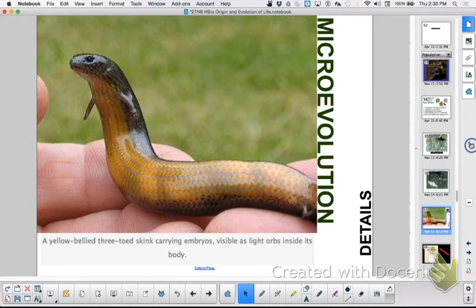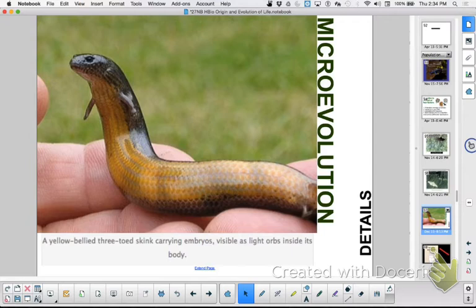Yes? What was the other name that you mentioned? It started with an F. Like a person's name, like their last name or something. I don't know. Okay, so anyway, that's microevolution.